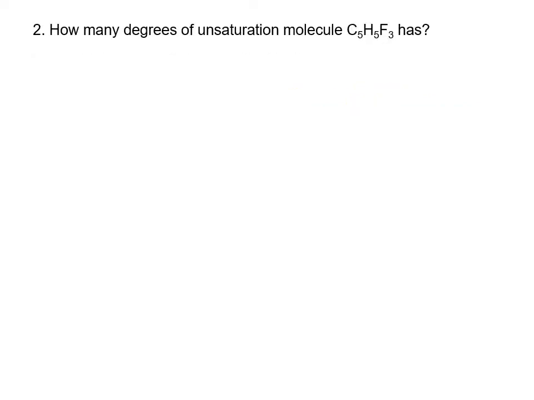How many degrees of unsaturation does the molecule C5H5F3 have? So to calculate the number of degrees of unsaturation, we start with the number of carbon atoms and how many hydrogens and halogens a saturated molecule would have. And the trick here, what a lot of students omit, is to take into account the number of halogen atoms. Fluorines, chlorines, bromines, iodines. They are added to the number of hydrogens.